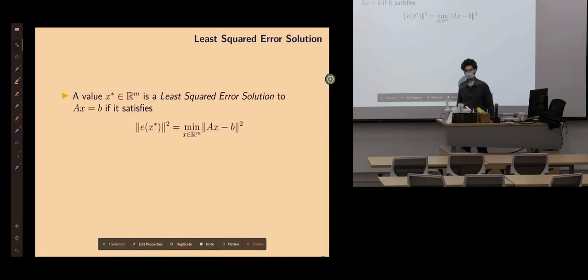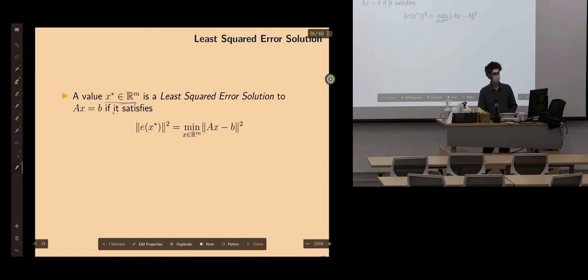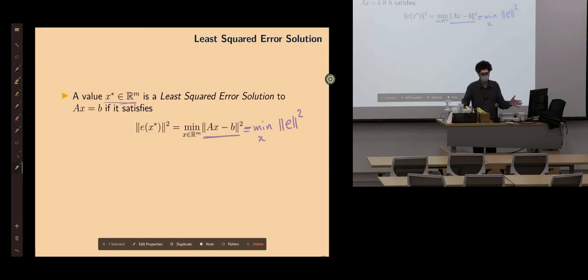Now we say a value of x will give you the least squared error solution if, whatever that x is, you can plug it into the equation, and out of all the possibilities that this squared norm of the error can be, this becomes the minimum value.